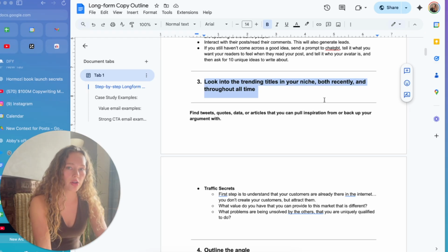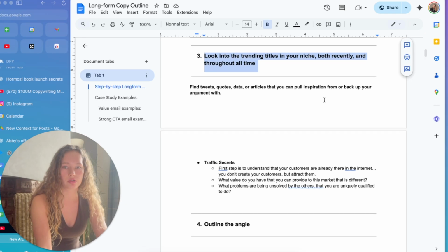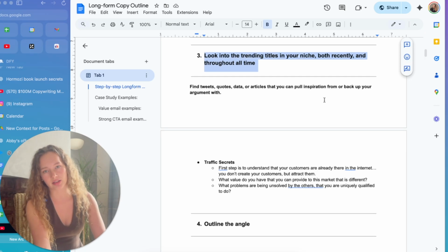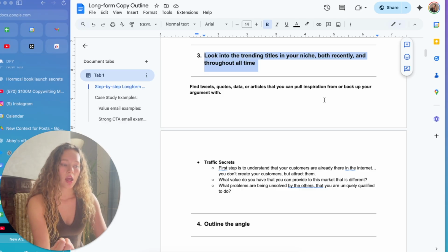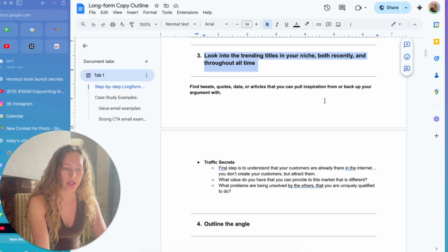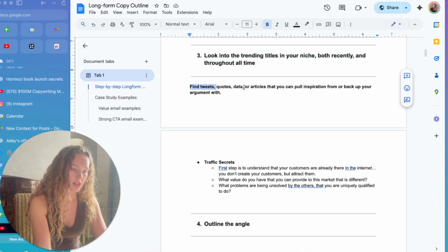And so I want you to keep in mind that you don't just have to look at what's been performing in the last year. If you're looking to write about a trending topic, obviously it's got to be recent, but if you're looking to actually learn the psychology of your avatar, then you should be looking at trending content throughout all of time. All right, so find tweets, quotes, data, articles.